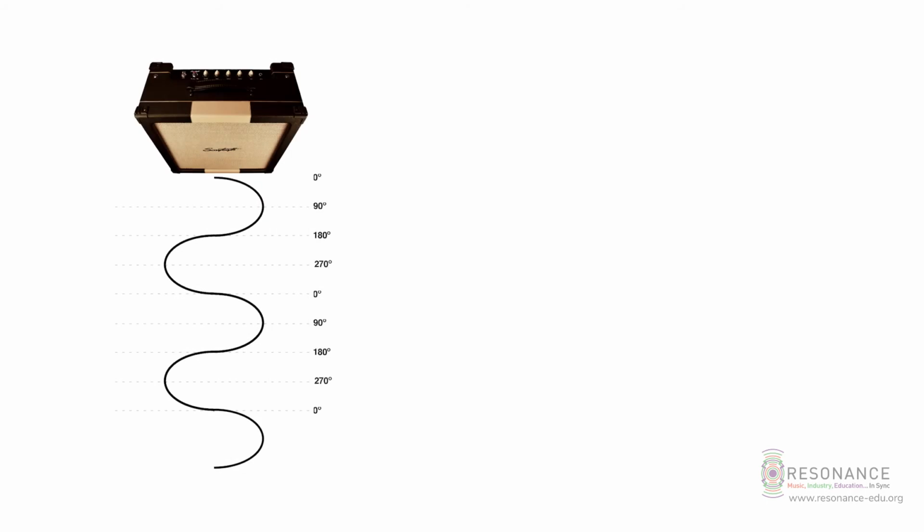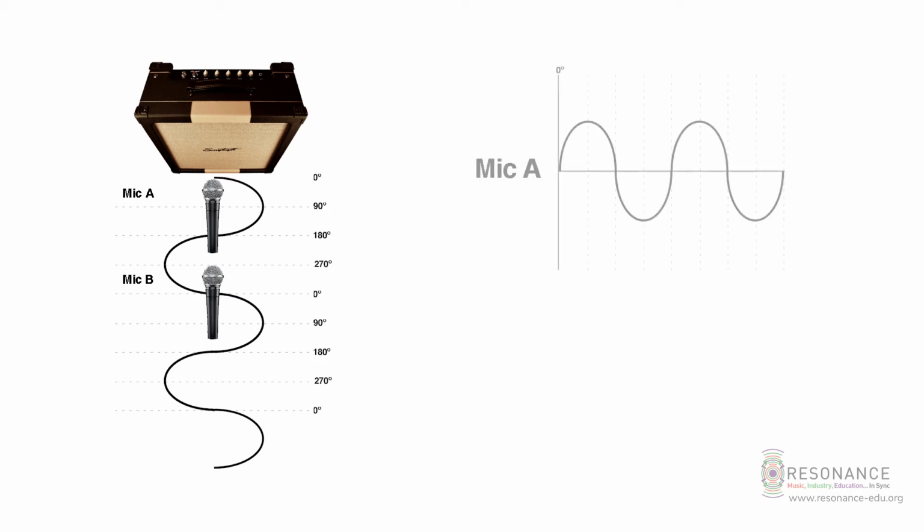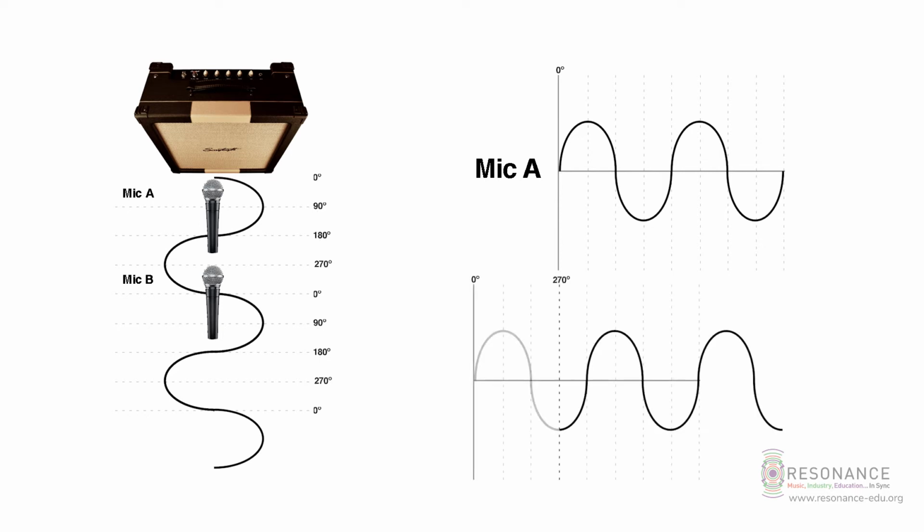This is because the microphone's distance from the source directly relates to its position on the waveform as it propagates through the air. Have a look at these two microphones set up in front of this guitar cab. Here you can see that microphone A is at 0 degrees phase, and because of its distance from the source, microphone B is at 270 degrees phase. The end result is two recordings of the same source, but they are out of phase with each other.